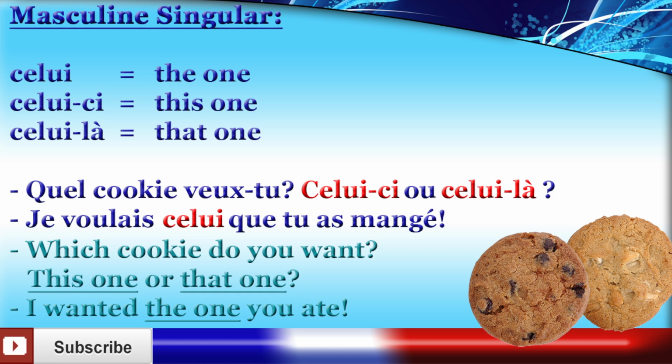So for example, quel cookie veux-tu? Celui-ci ou celui-là? Je voulais celui que tu as mangé. Which cookie do you want? This one or that one? I wanted the one you ate.